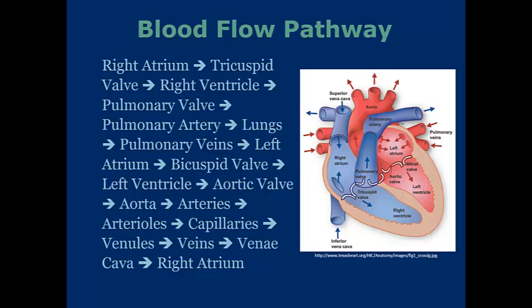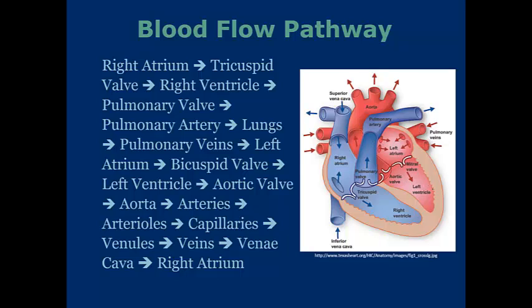lungs. After it's gone to the lungs and gotten oxygenated, it travels back through and goes into the left atrium. After it goes into the left atrium, it goes through the mitral valve into the left ventricle, which then goes up to the aortic valve, into the aorta, and out to the arteries.